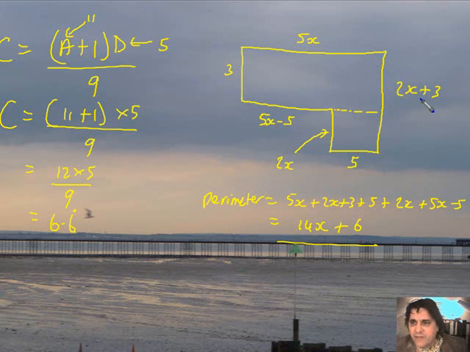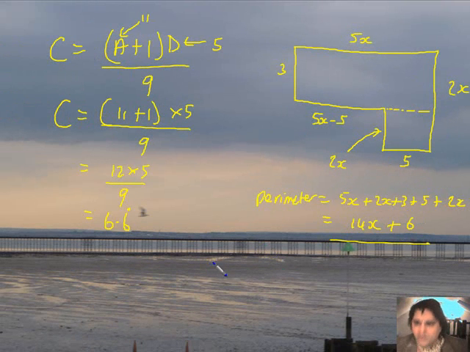Quick check. 5, 6, 7, 8, 9 plus 5 is 14. That's the x's sorted. Now the numbers. 3 plus 3 is 6, plus 5 is 11. 11 take away 5 is 6. It works. Now the area.